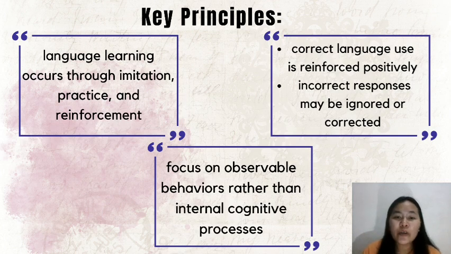When learners use language correctly, they receive rewards, that is, praise or other reinforcement of their behavior. Mistakes are either corrected immediately or not reinforced, discouraging their repetition. The last one is focus on observable behaviors, that is pronunciation and grammar accuracy, rather than internal cognitive processes. Behaviorism emphasizes measuring learners' visible performance, such as pronunciation and grammar accuracy, without considering their mental processes or understanding.